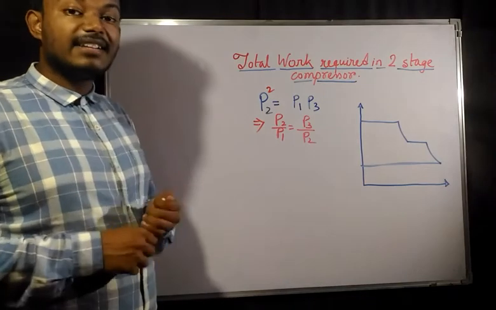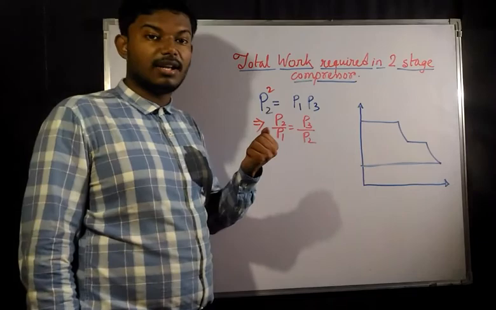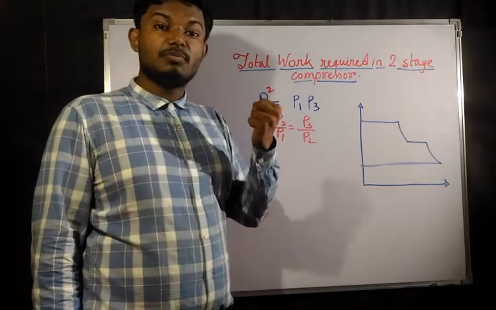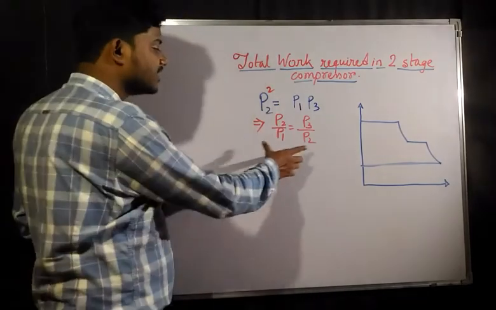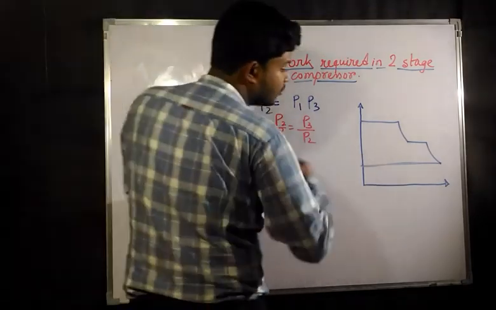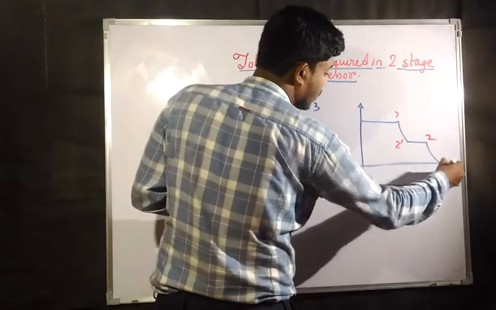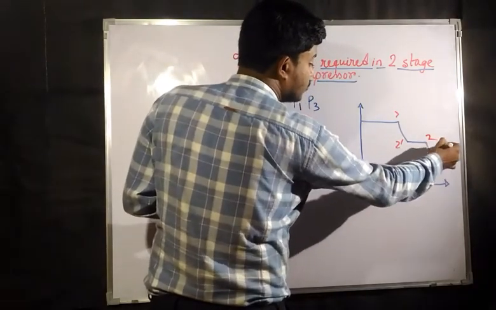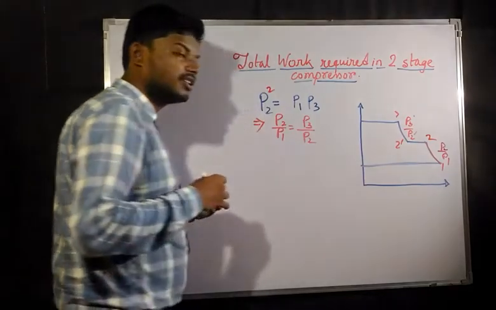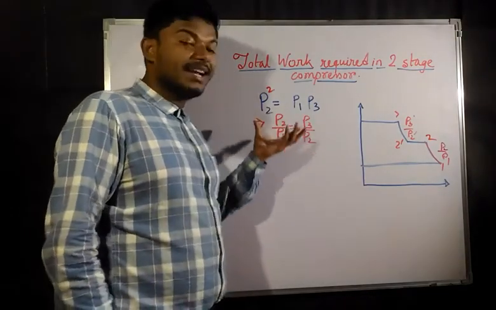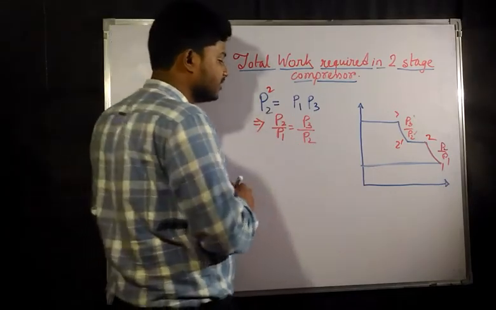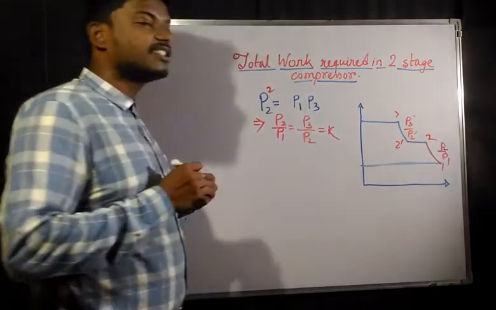Now, to get the minimum work, there must be intercooling. So to get the minimum work with perfect intercooling, the pressure ratios in each stage must be the same. For compressing 1 to 2, P2 by P1 is the pressure ratio, and for compressing 2 dash to 3, P3 by P2 is the pressure ratio. So to get the minimum work input with perfect intercooling, the pressure ratio at all the stages must be the same.